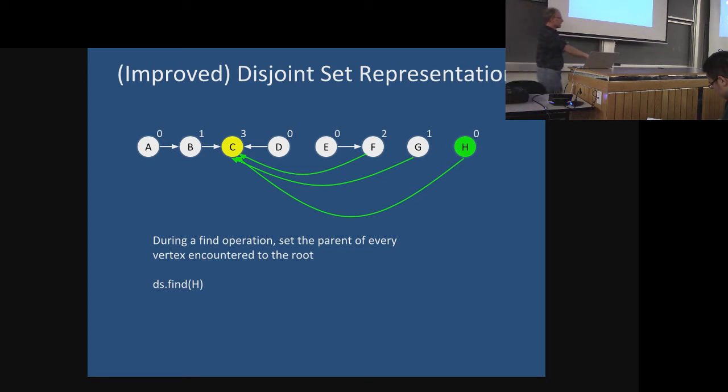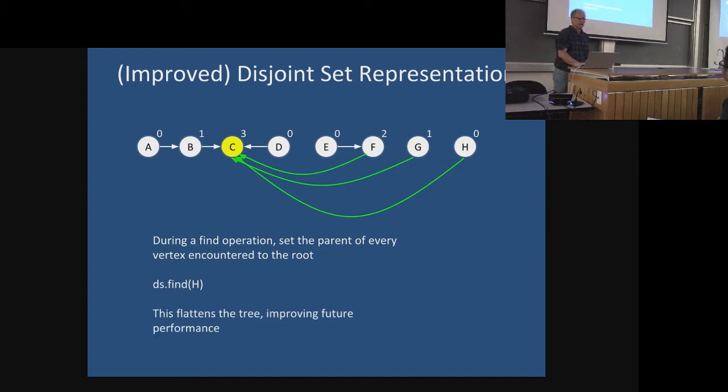And really, the only ranks that matter are the ones that are at root nodes. Okay? So that's our optimization. And like I observed, this flattens a tree, leading to improved performance.